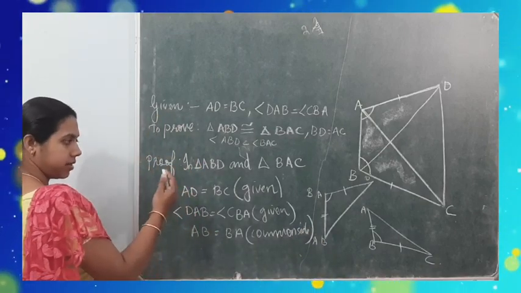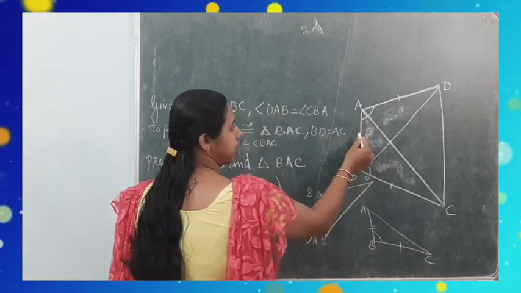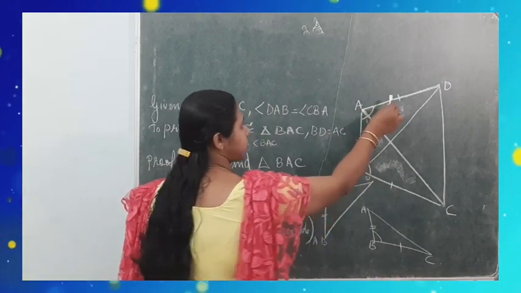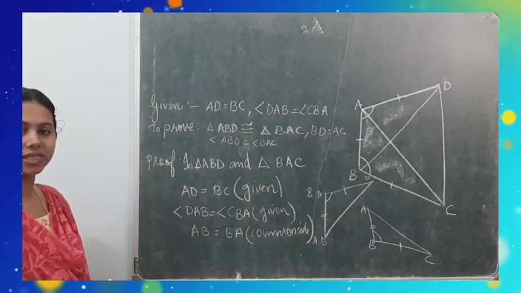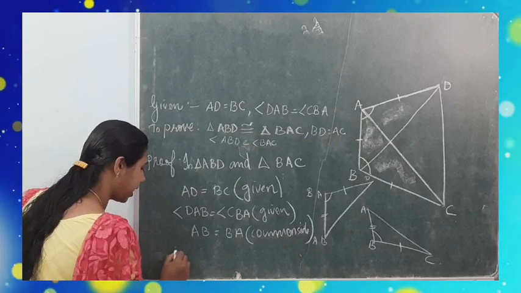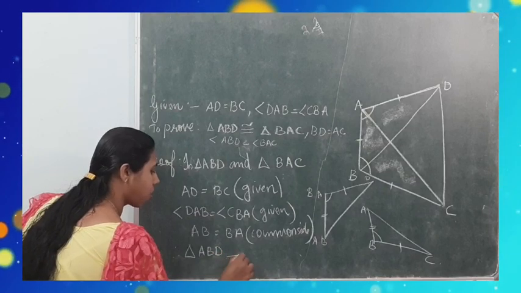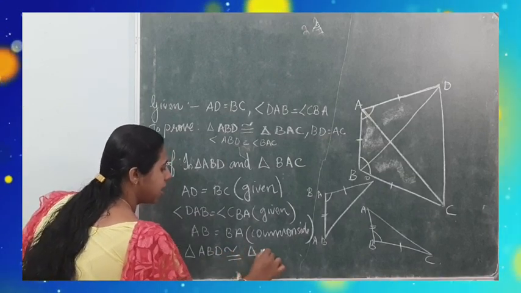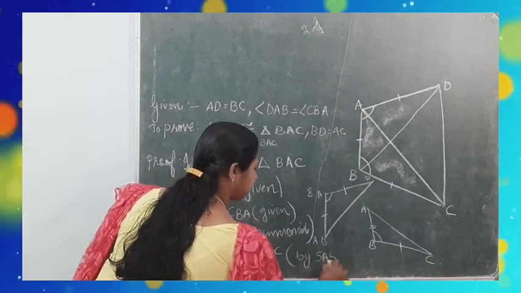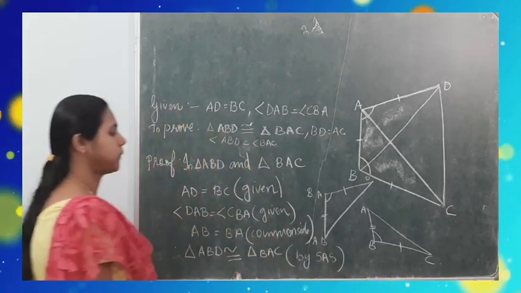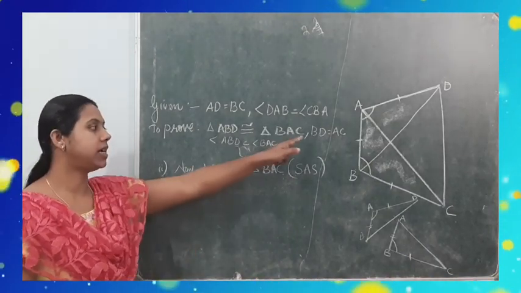Therefore, see here, a side we got, and one angle, and another side. You can see that this angle is the included angle. So side, angle, side criteria. Side, angle, side is SAS congruence criteria. So by SAS congruence criteria, we can say that triangle ABD is congruent to triangle BAC by SAS congruence rule.